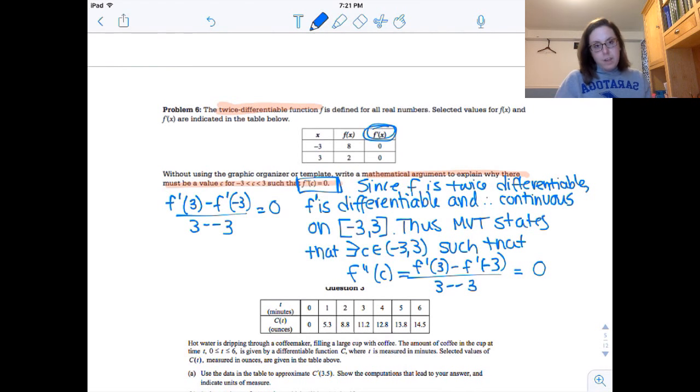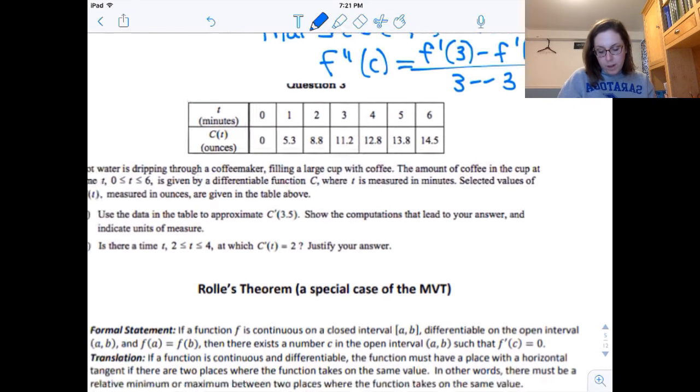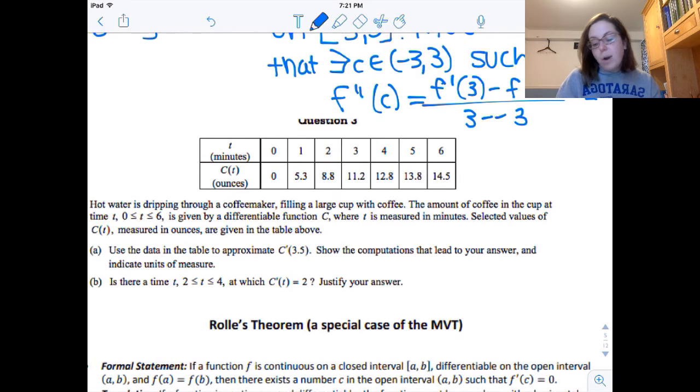All right, let's do one more. So this one, hot water is dripping into a coffee maker. The amount of coffee in the cup is given by C. C is in the table. And I'm going to look at part B. Is there a time on 2 to 4 at which C prime of t should equal 2? I'm given C. I'm asked about C prime. So I know this is MVT. So I'm going to look at 2 to 4.